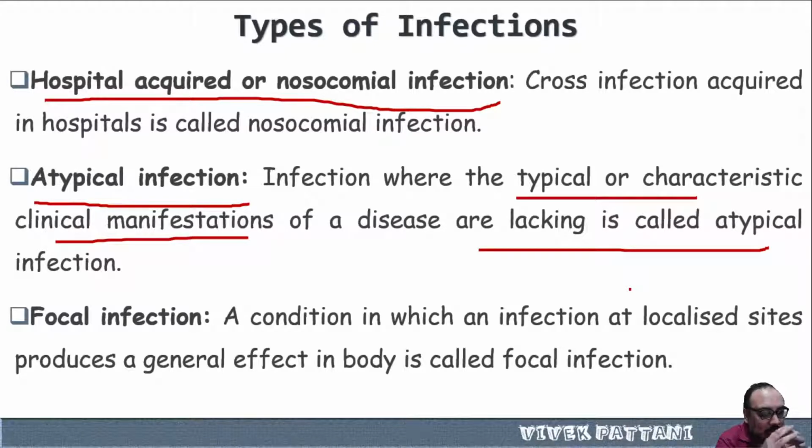Similarly, the typical or characteristic manifestations of a disease have been documented in various journals or books, whatever it may be. So atypical simply means the given person has an infection of Salmonella typhi, but the problem is the individual is not showing the typical symptoms of Salmonella typhi.